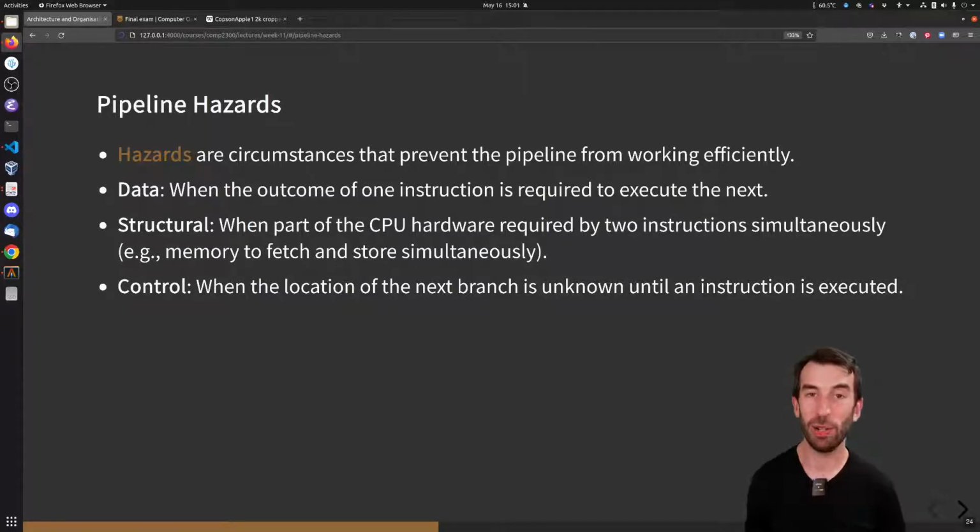There could be a control hazard, which is the one we've been talking about, where a conditional branch means that the location of the next instruction is unknown until that branch is executed.